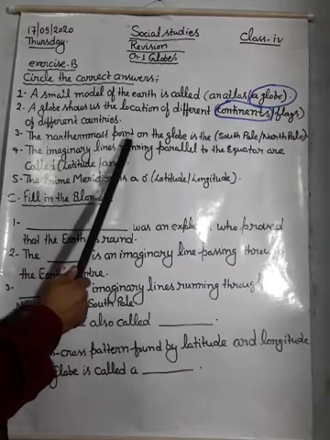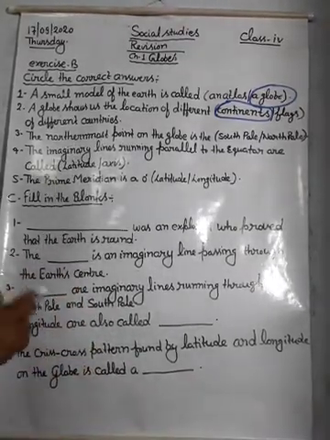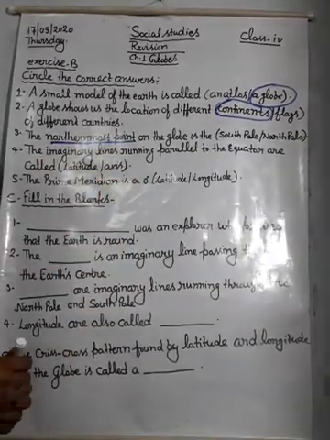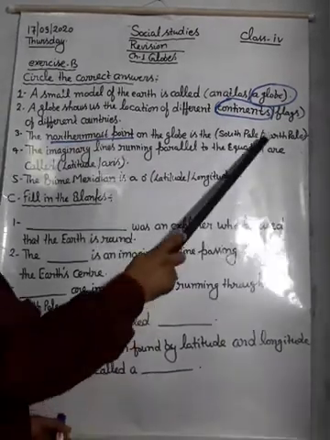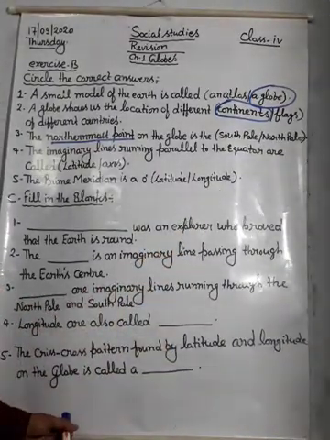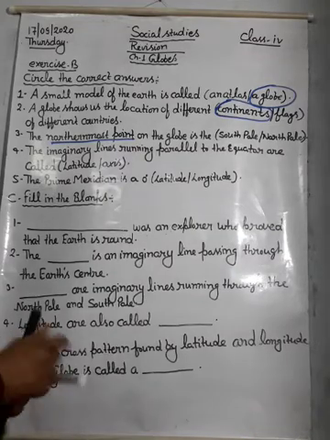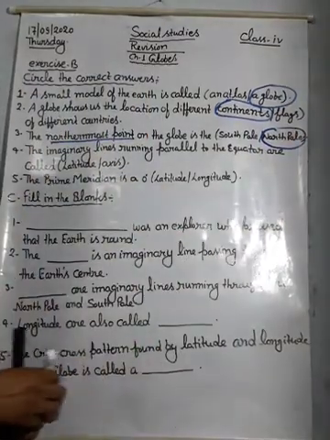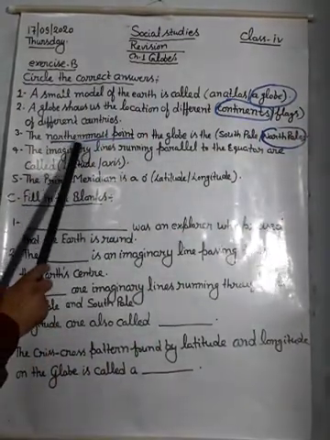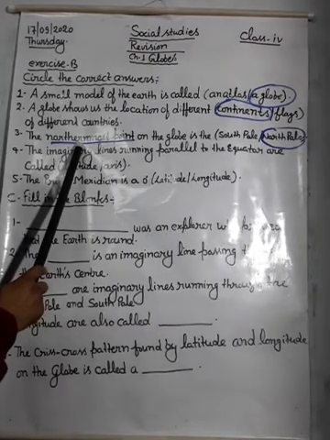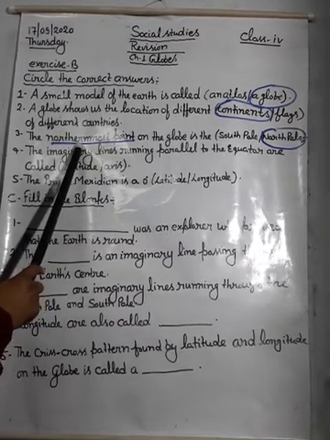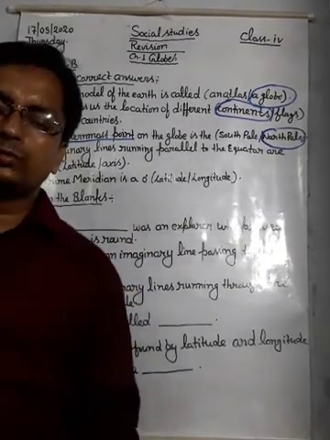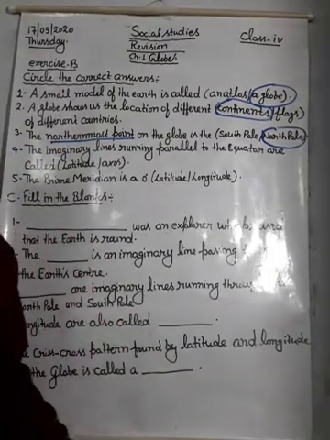Answer will be, dear student, in this question it is the northernmost. Northernmost means, see, exactly your answer is right, that is North Pole. The northernmost point on the globe is the North Pole. If there is southernmost, then the answer will be South Pole. Southernmost point on the globe is South Pole and northernmost point on the globe is North Pole.